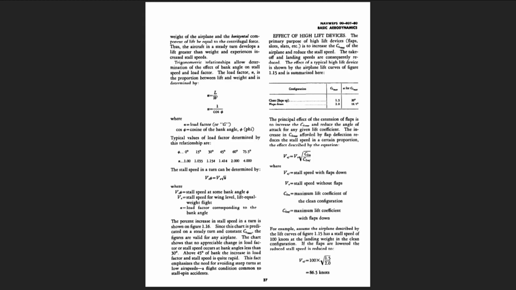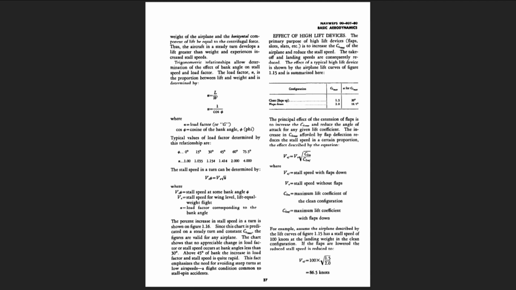Effective maneuvering flight. Turning flight and maneuvers produce an effect on stall speed which is similar to the effect of weight. Inspection of the chart on Figure 1.16 shows the forces acting on an airplane in a steady turn. Any steady turn requires that the vertical component of lift be equal to weight of the airplane, and the horizontal component of lift be equal to the centrifugal force. Thus, the aircraft in a steady turn develops a lift greater than weight and experiences increased stall speeds.